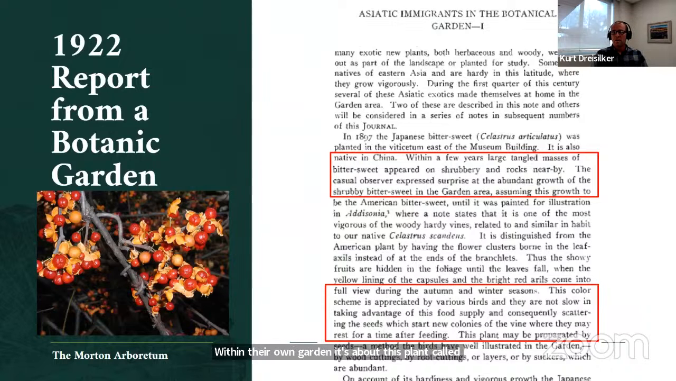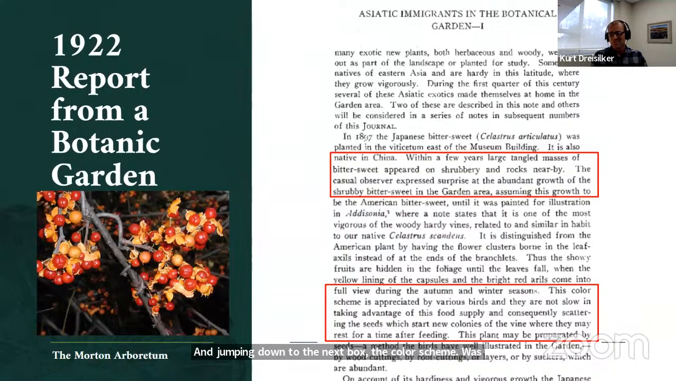It was known by a different name back then. But you can see in the second paragraph here, in 1897, the bittersweet was introduced. Within a few years, large tangled masses of bittersweet appeared on shrubbery and rocks nearby. The casual observer expressed surprise at the abundant growth of the shrubby bittersweet in the garden. And jumping down to the next box, the color scheme was appreciated by the birds.